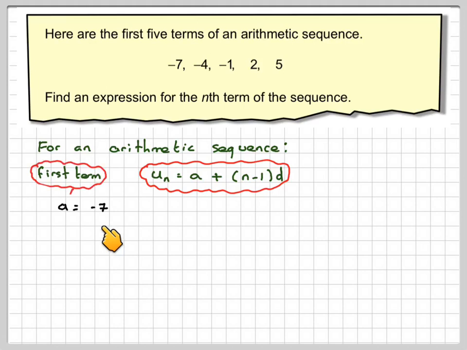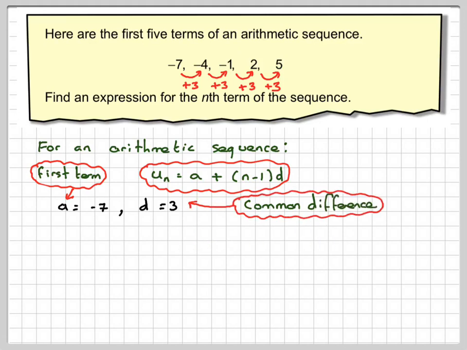So a is -7, the first term, and as I just said, these are going up in 3s, and therefore d is 3, that's called the common difference. And therefore un will be the first term, -7, plus n minus 1 times d, which is 3.